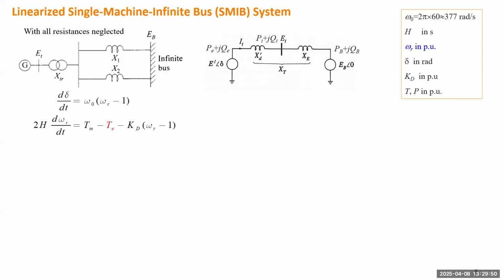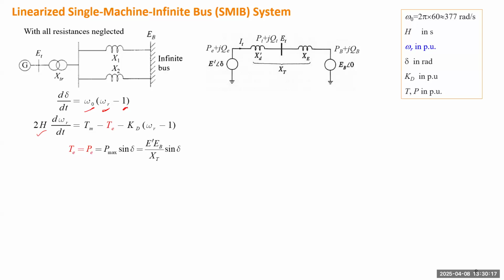Okay, so omega r is in per unit, and subtracting 1 gives you the speed deviation in per unit, and multiplying by omega 0 gives you the speed deviation in radians per second. The good thing is we don't see that omega 0 under the 2H, so that makes the second equation simpler, but it's about the same equation.